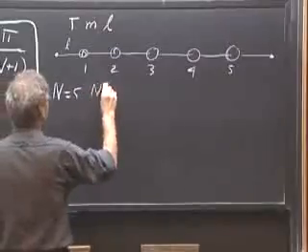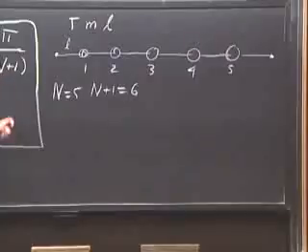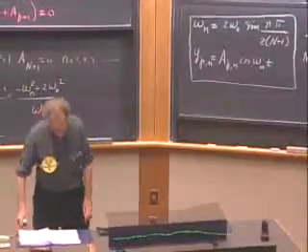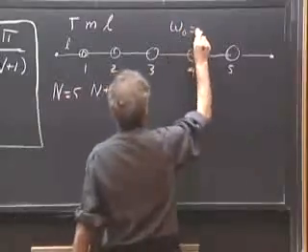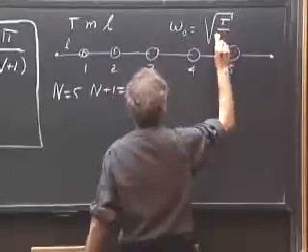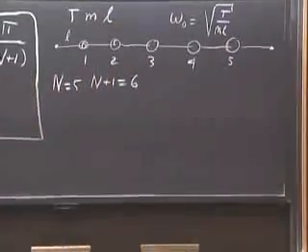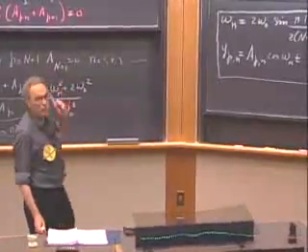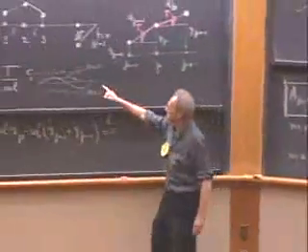So keep in mind that N plus 1 is 6. The reason why I write that down is because you're going to need the N plus 1. And then omega 0 is the square root of T divided by ML. So I'm interested in knowing what the frequency is in the lowest possible mode, which is going to resemble something like this.